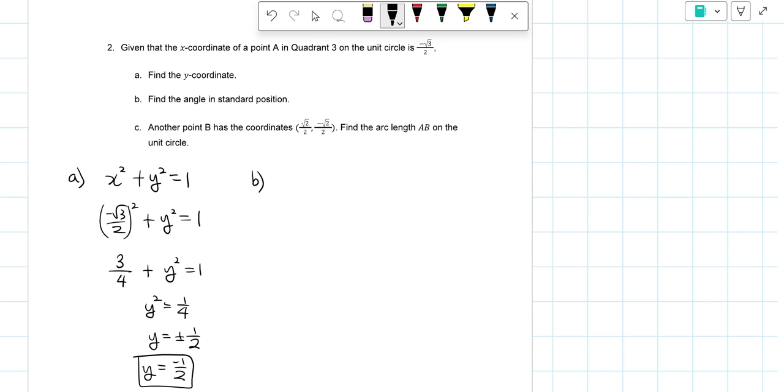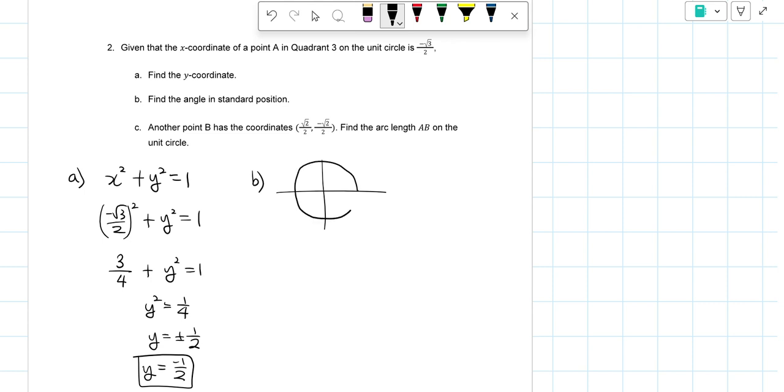Part B, let's find the angle in standard position. Well, we can try to draw this situation as well. And also, as I said before, from my memory, the number square root 3 over 2 and the number 1 over 2 sound kind of like a multiple of pi over 6. That's my intuition, but we'll try to draw it out to solve this question.